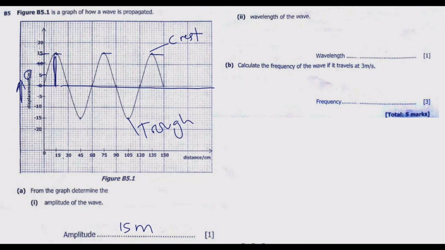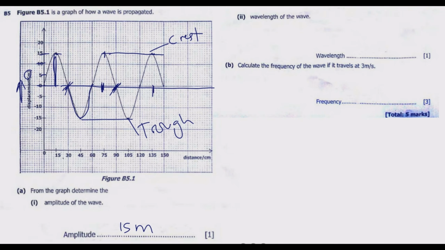Let us look at Roman numeral 2 of question A. From the graph, determine the wavelength of the wave. Again we ask ourselves, what is the wavelength? The wavelength is the distance between two crests, from here to here, or two troughs, from here to here, or from this point to another point, so it should be a complete up and down. If we pick the distance between two crests or two troughs, this is halfway, and this is another halfway.